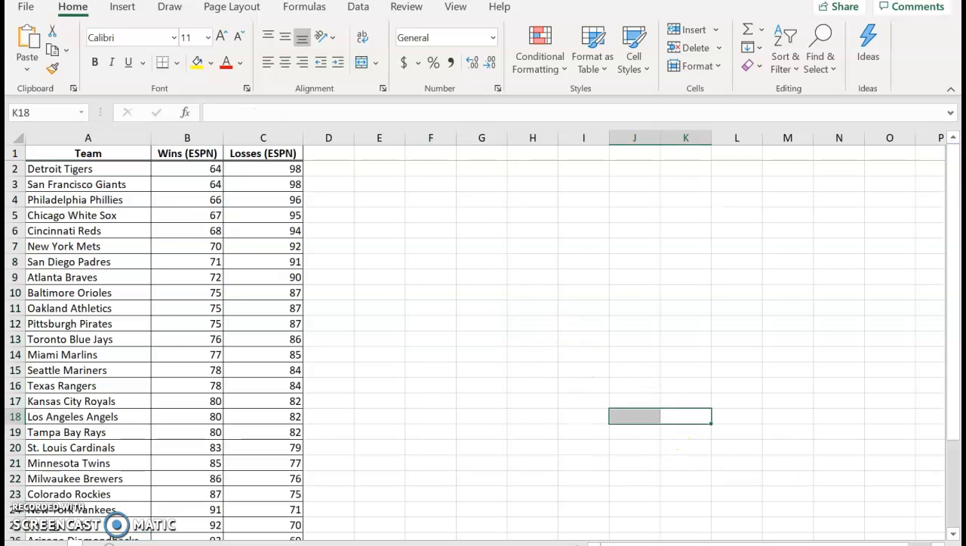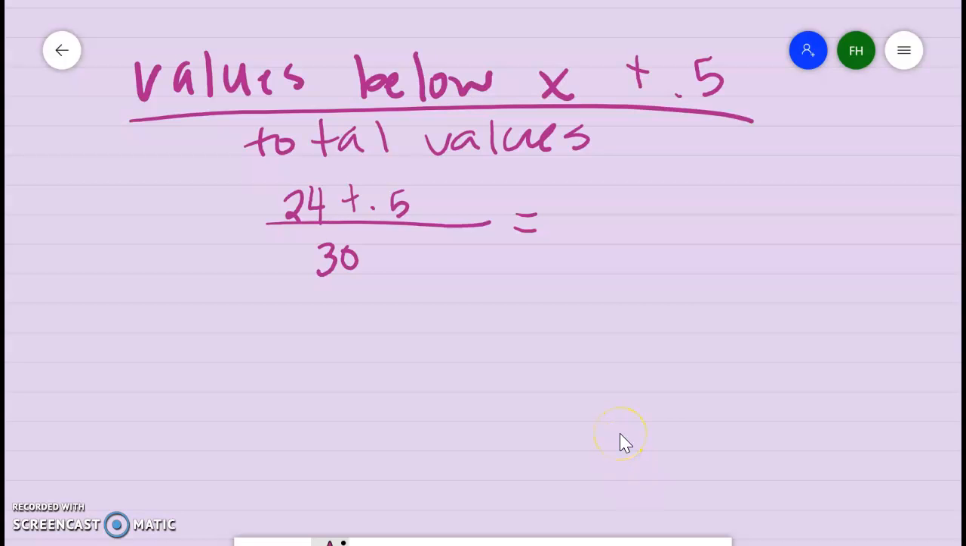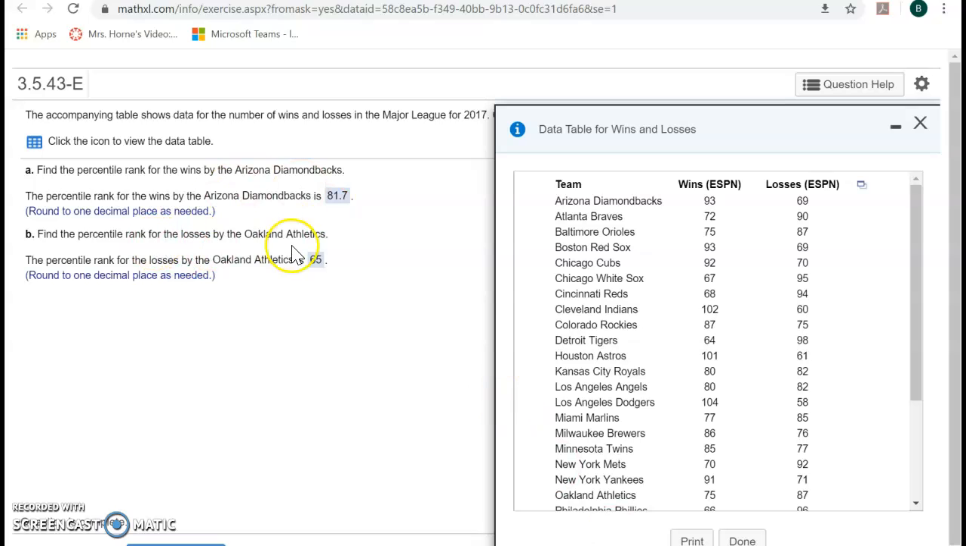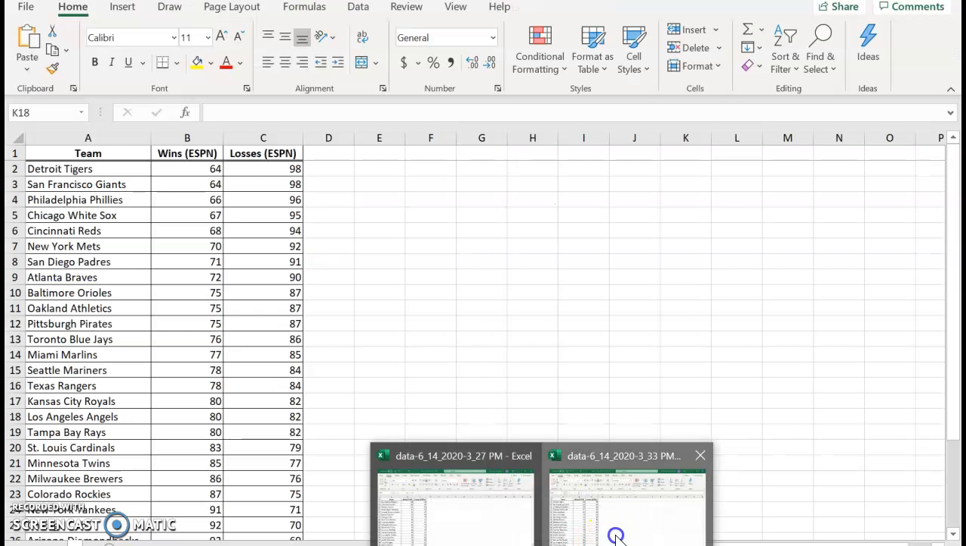Back to our problem though. So 24.5 divided by 30, you should get 0.81666 repeating. So if we want to change that to a percent, we would times that by 100. So we get 81.666, and we round to the first decimal, so we would get 81.7%. For the second one, we want the percentile rank for the losses by the Oakland Athletics.